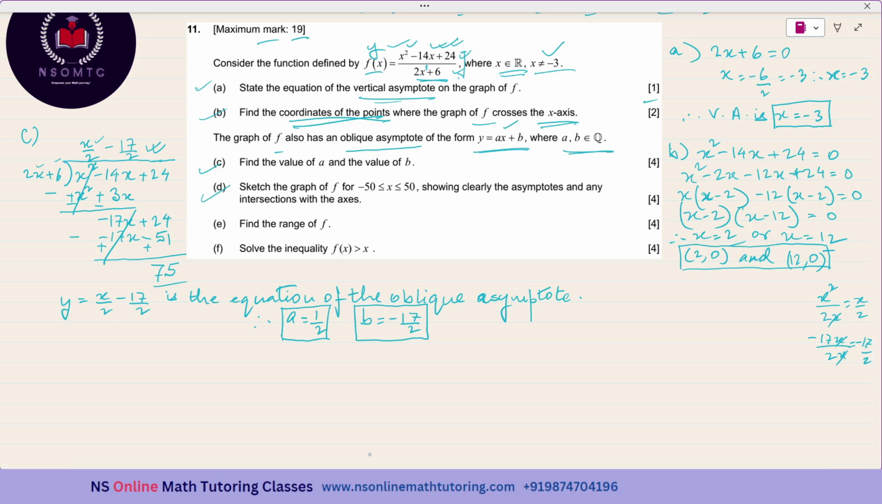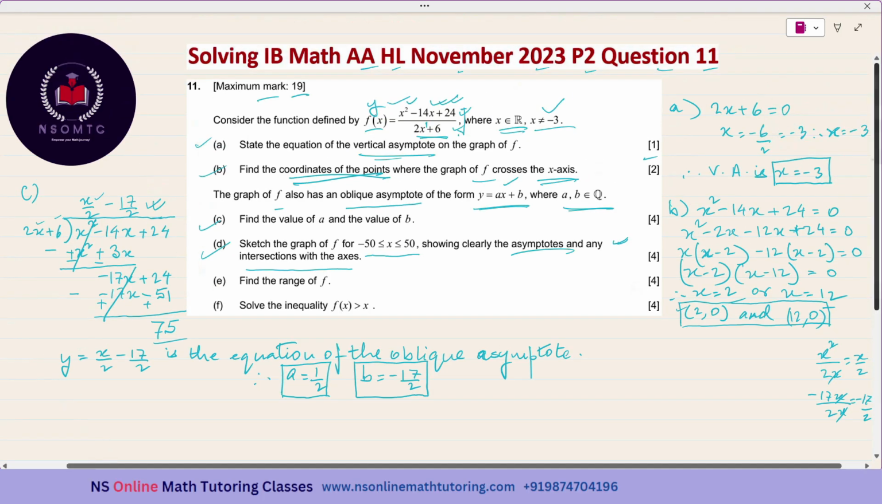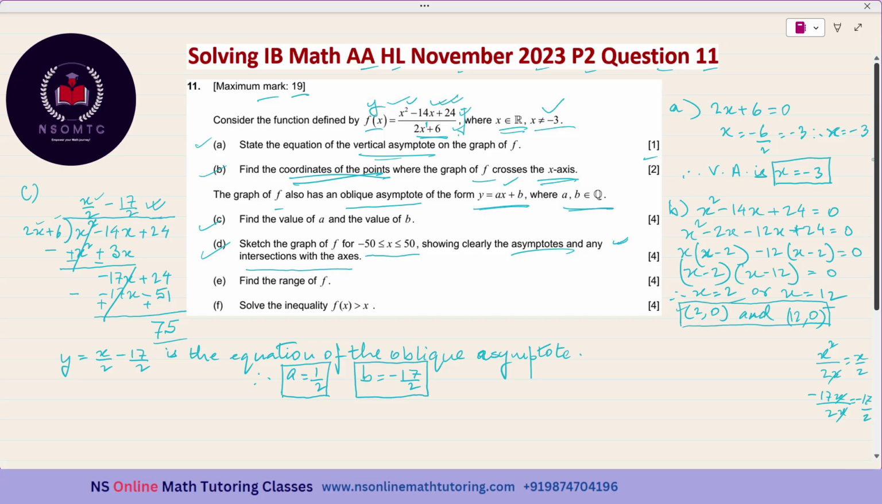Subpart D, sketch the graph of f for x greater than or equal to negative 50 but less than or equal to positive 50, showing clearly the asymptotes and any intersections with the axis. That means the x-intercept, the zeros that we have got, and also the y-intercept. Let us see what is the y-intercept. For the y-intercept, the x value will be equal to 0. So it will be 24 over 6, which is equal to 4.